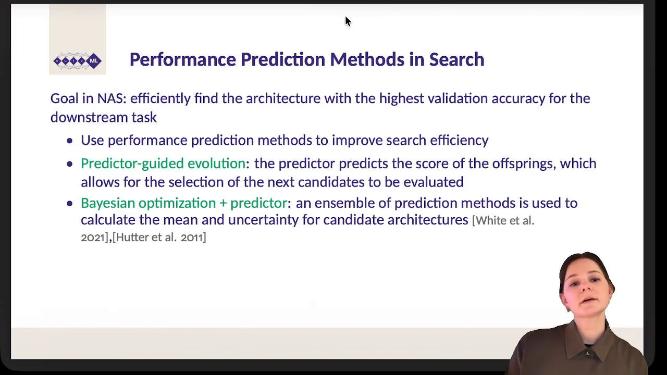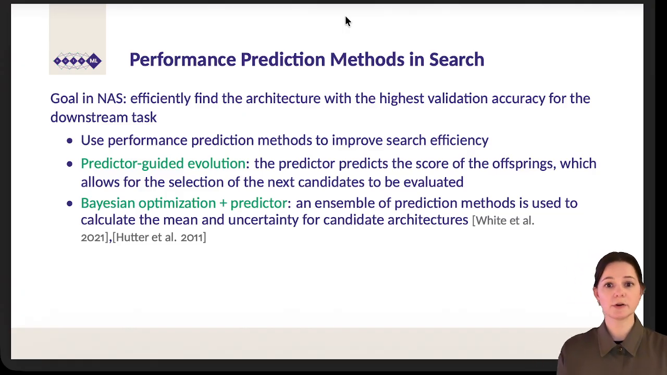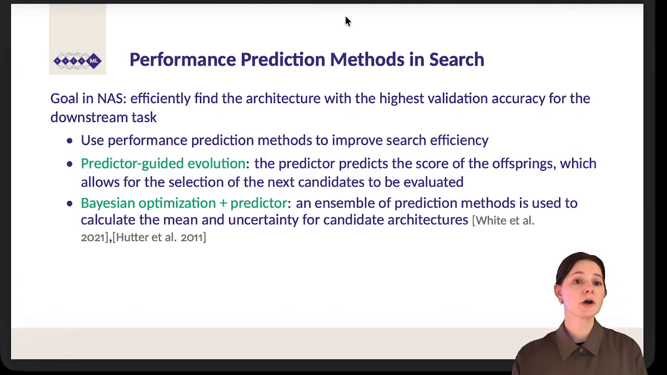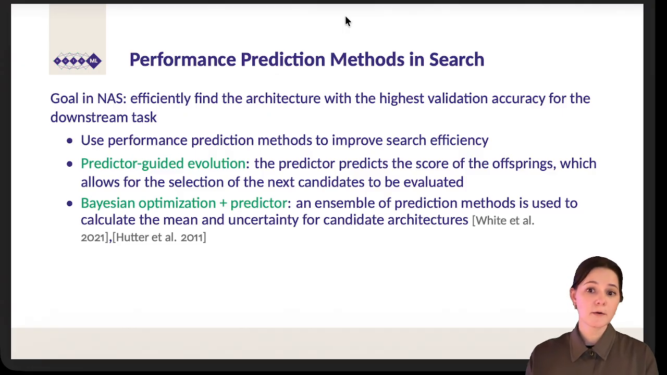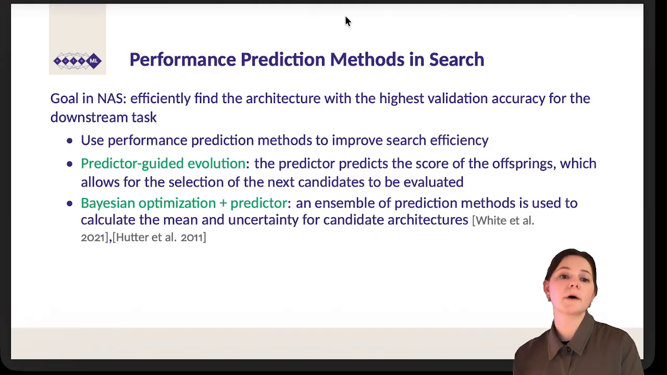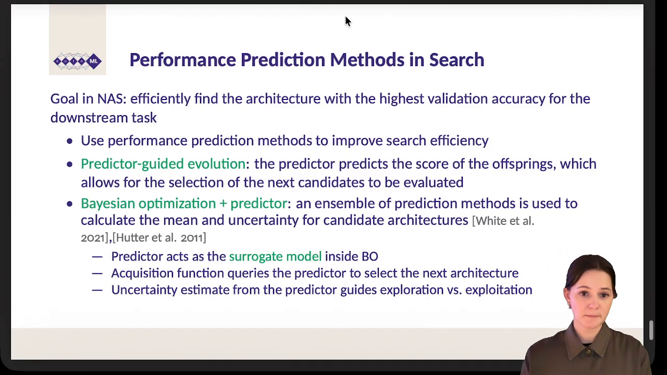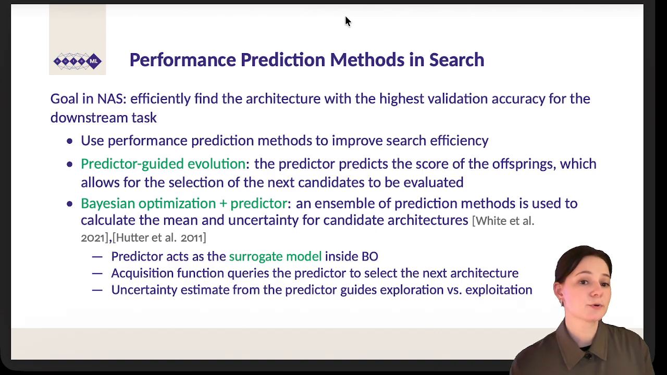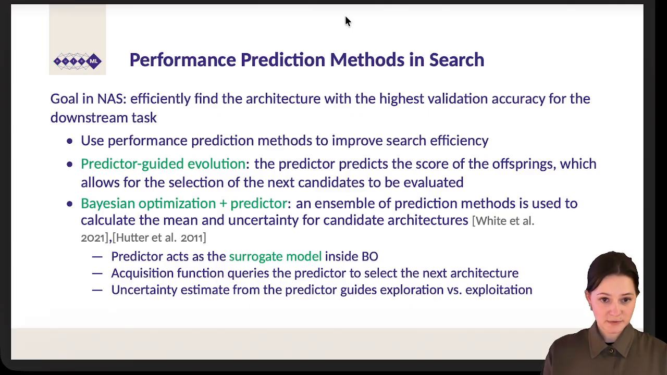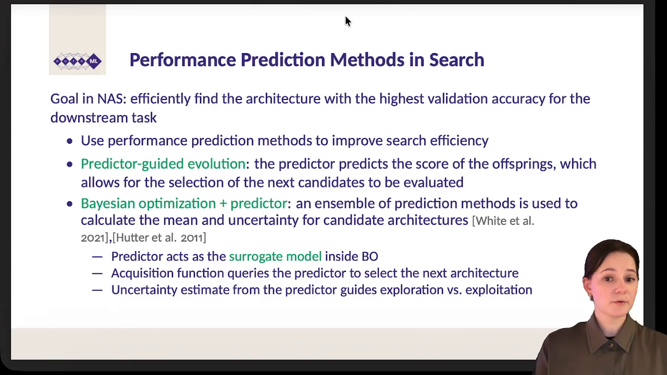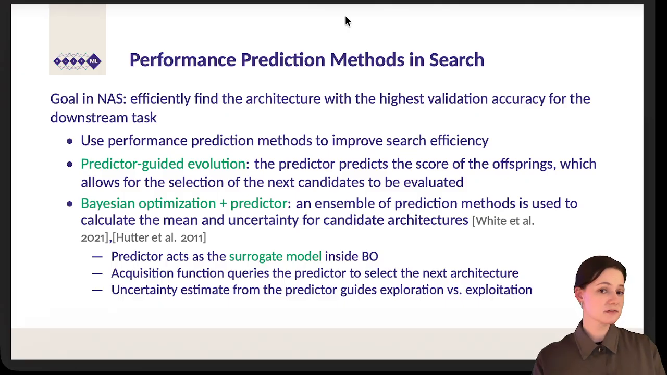Apart from predictor-guided evolution, we can also combine Bayesian optimization with the predictor. So using, for example, an ensemble of prediction methods to calculate the mean and uncertainty for candidate architectures, which was done, for example, in the work from White et al. in 2021 in so-called BANANAS. Here we can use the predictor as the surrogate model inside of Bayesian optimization. The acquisition function then queries the predictor to select the next architecture. And the uncertainty estimate comes from the predictor, which then guides the exploration versus exploitation.